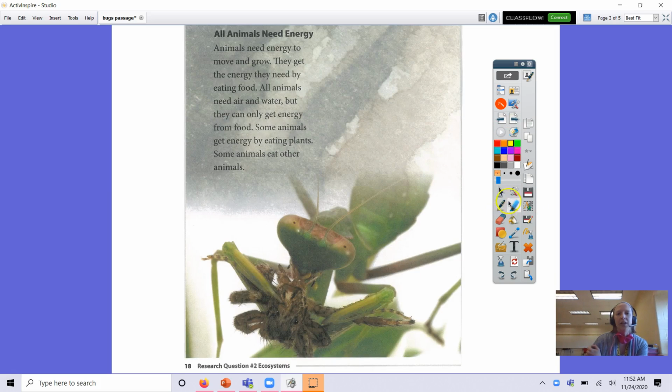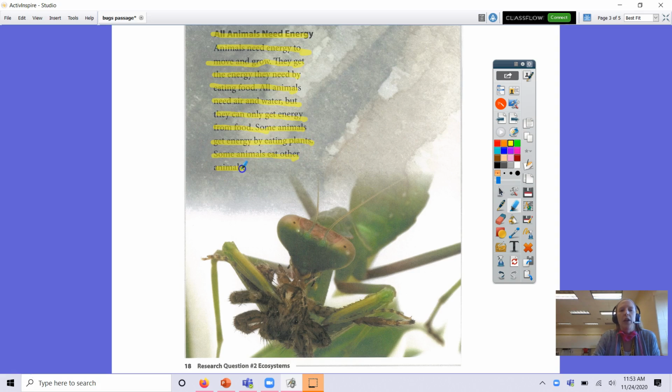Okay, our next header is All Animals Need Energy. So all of this is going to do with the energy that animals need to survive. I'm going to highlight as I read in yellow. All animals need energy. Animals need energy to move and grow. They get the energy they need by eating food. All animals need air and water, but they can only get energy from food. Some animals get energy by eating plants. Some animals eat other animals.